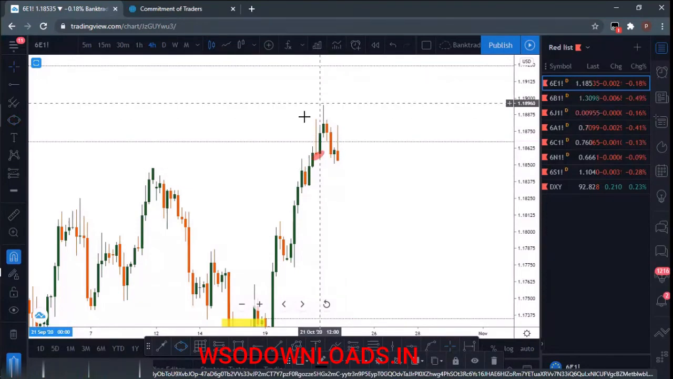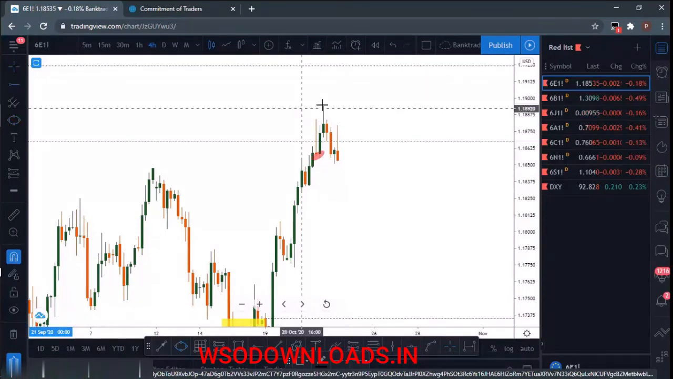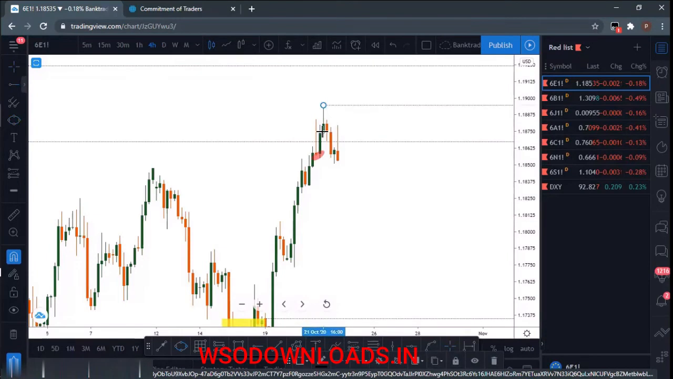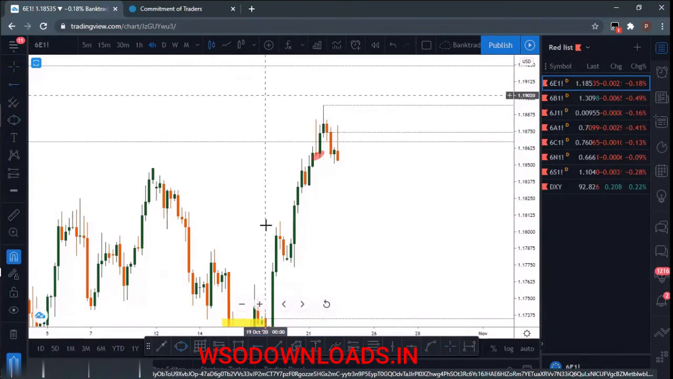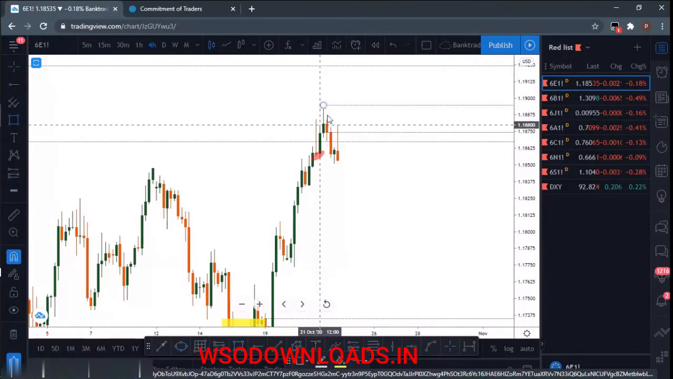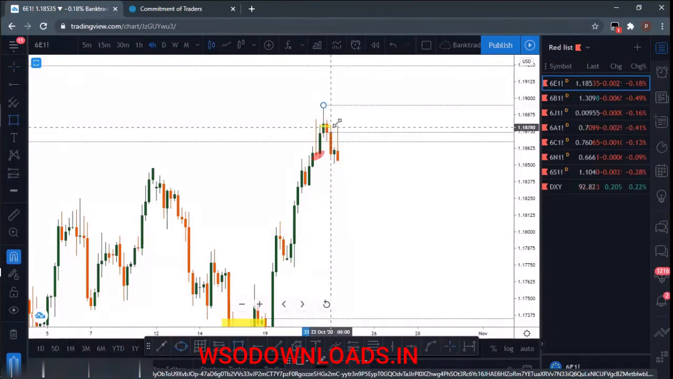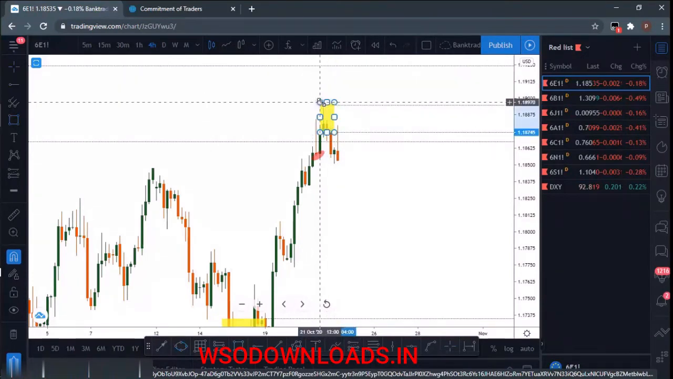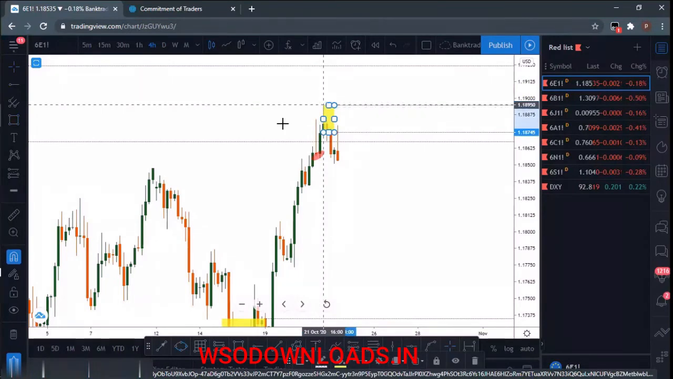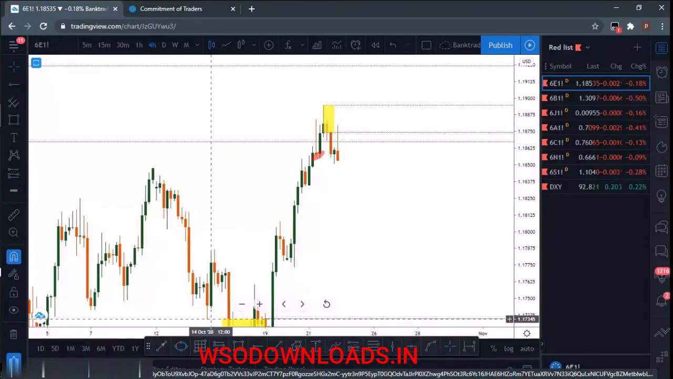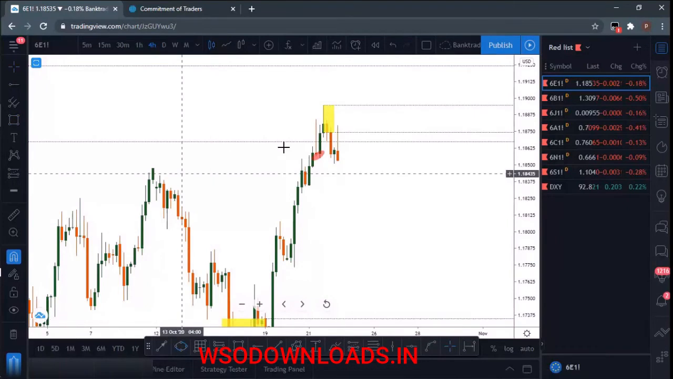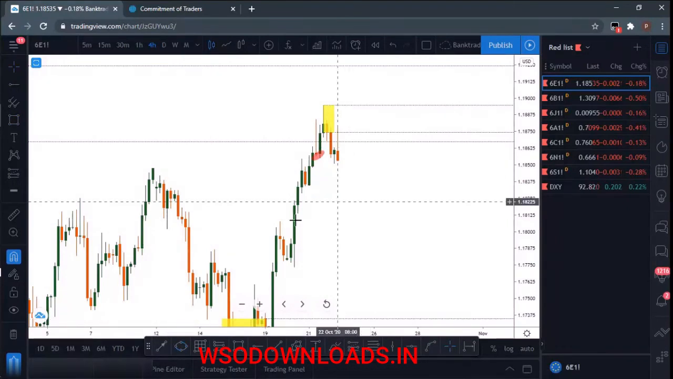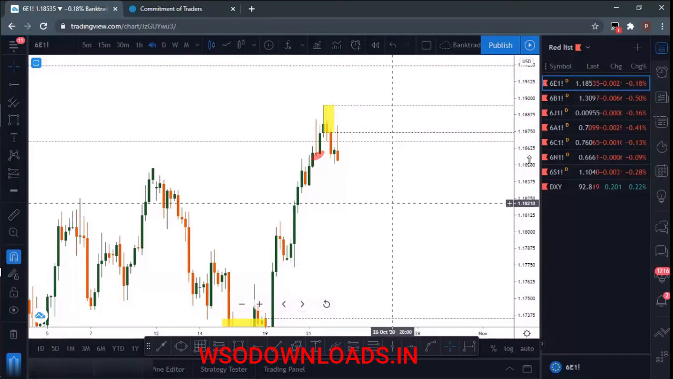So this could be our, it's already been tested, but this is what was going to be our 4 hour. So price has already tested that area. So maybe if you were looking at Euro USD or any other Euro pair, you could have got maybe a trade on this daily area here.